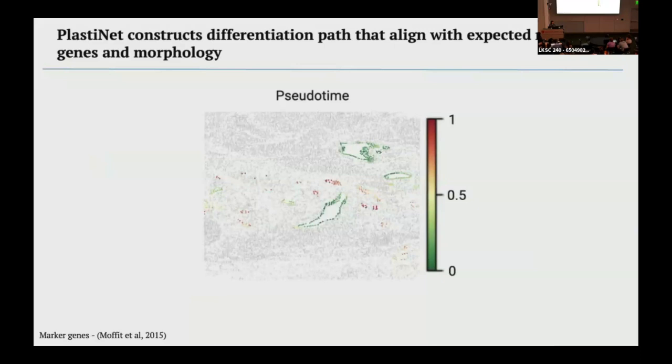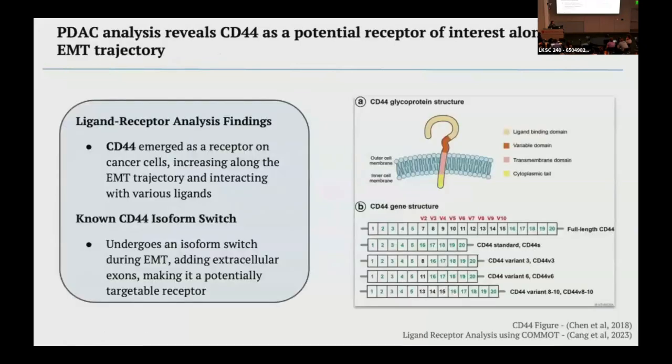And we validated this with spatial autocorrelation as well, which I'm not showing. So in the interest of time, I will skip to our more interesting conclusion, that from our ligand receptor results, we found that CD44 had increasing expression along the EMT trajectory, and it had different binding partners across the EMT spectrum.